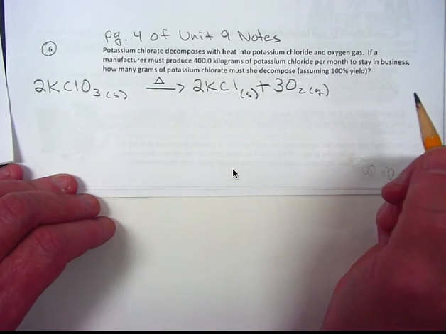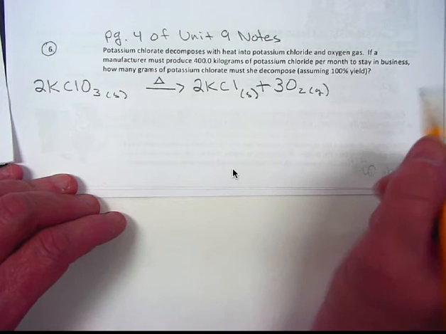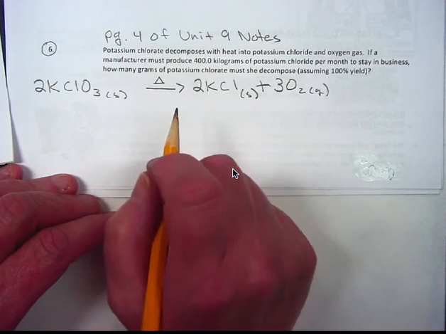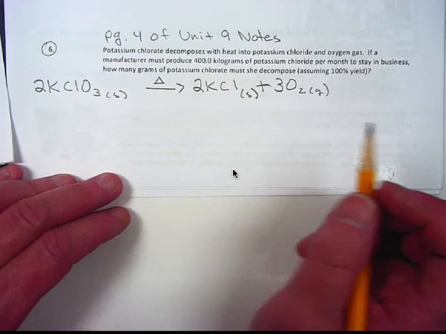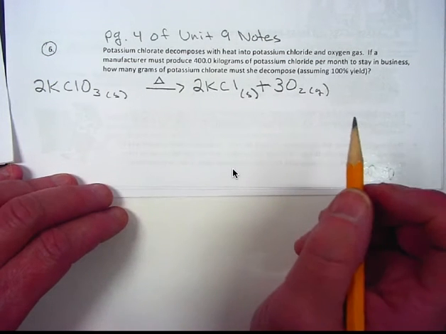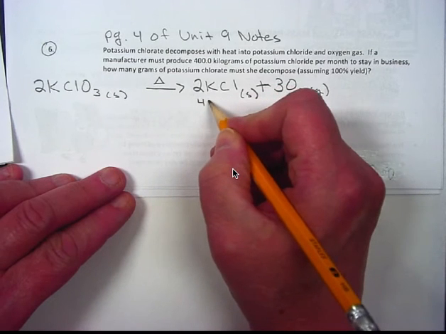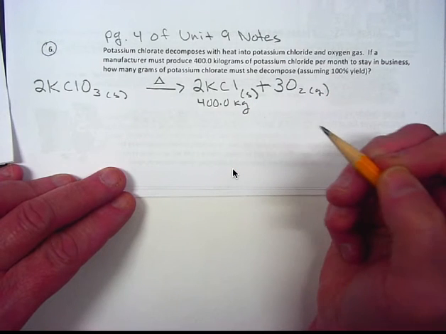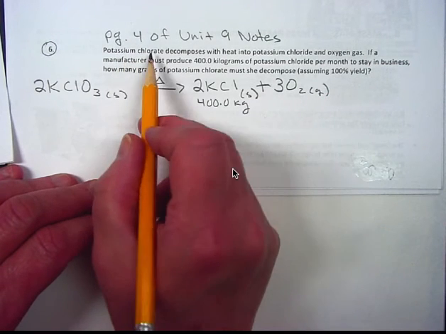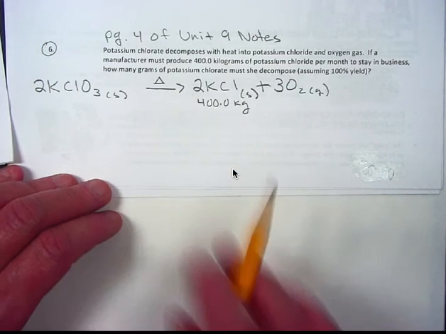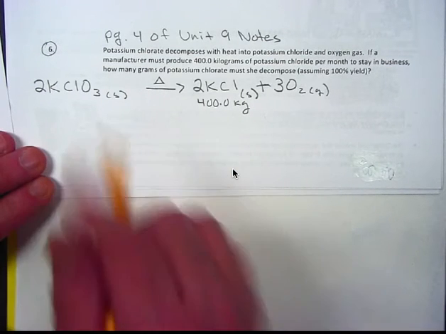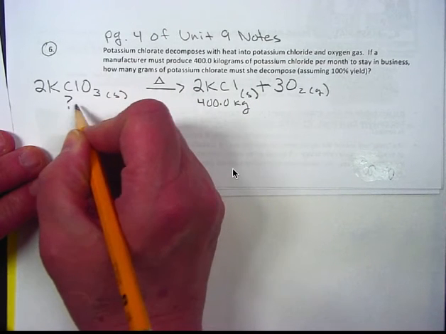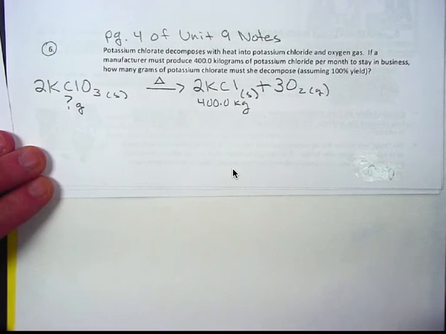So now we have a balanced chemical equation, and it's always useful to then write the numerical information that you're given by that substance. And the question that it's asking is how much potassium chlorate is needed to produce this amount of potassium chloride. So we're trying to calculate the number of grams of potassium chlorate.